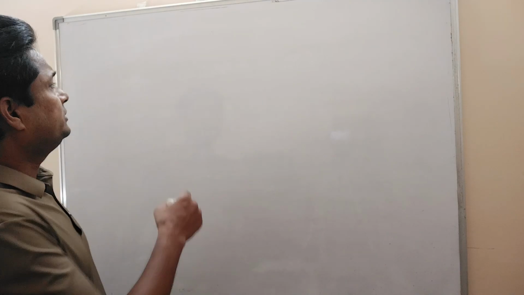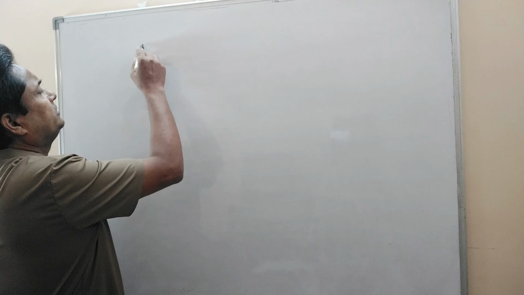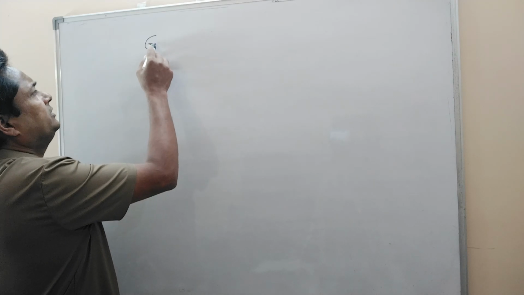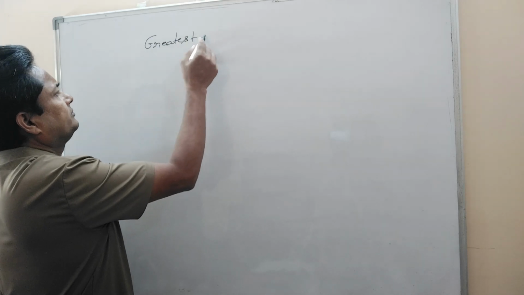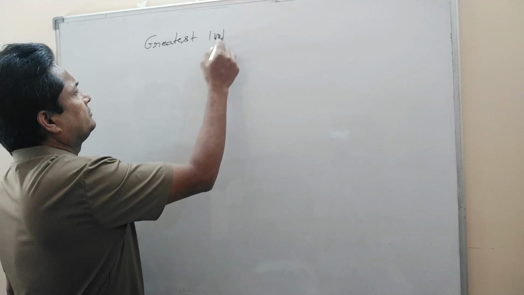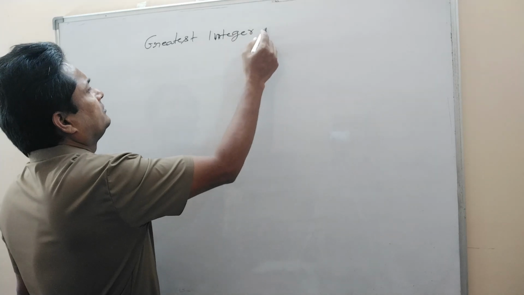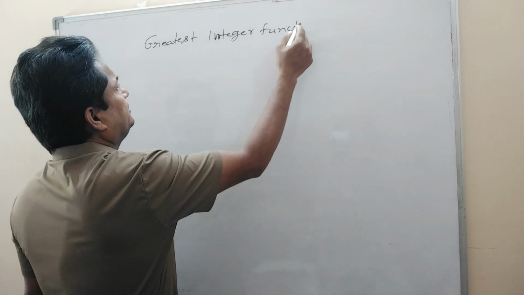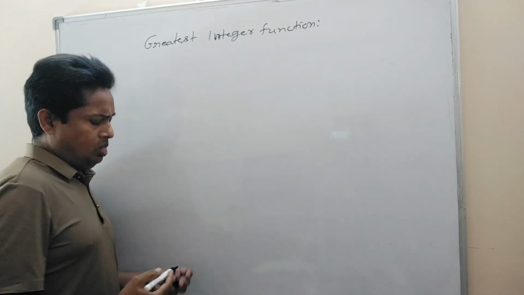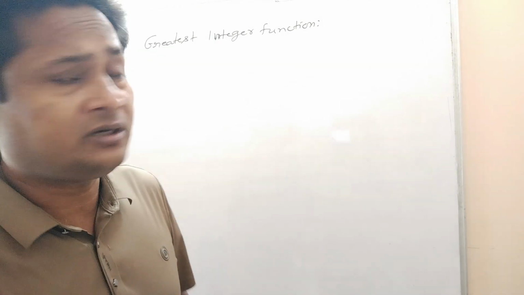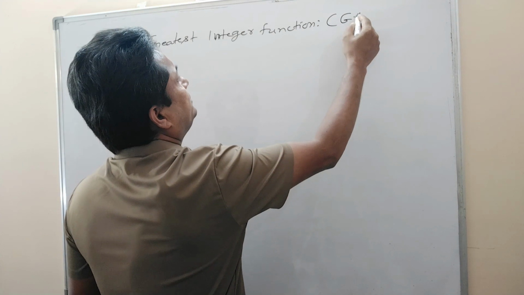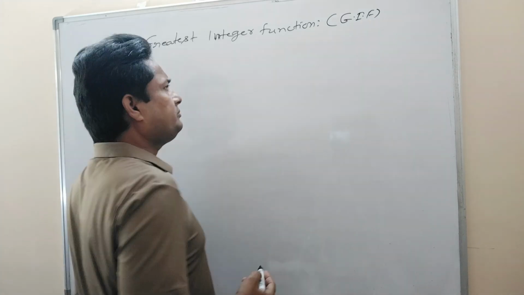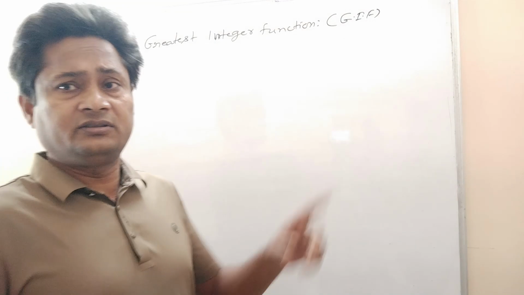Now the next one is the greatest integer function. In short, it is represented as GIF. We read it as GIF.